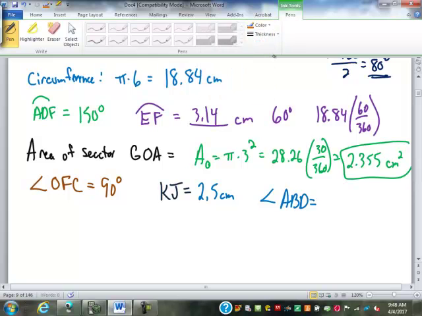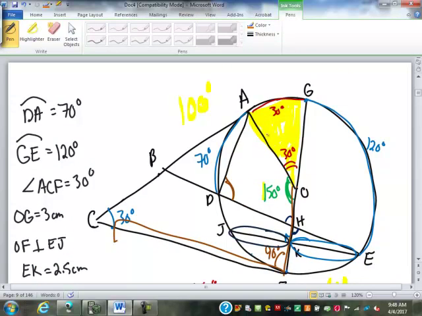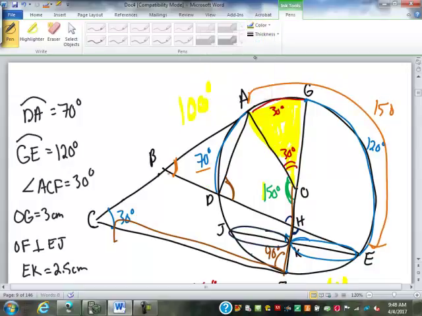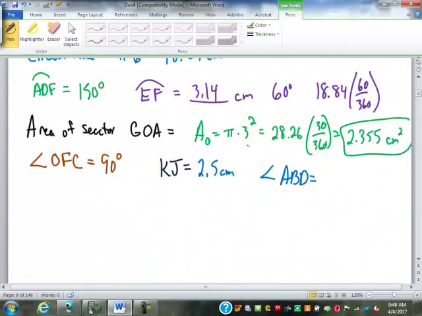Angle ABD. ABD, that's this angle right here. We know this out here is 150. We know this in here is 70. Since that's an exterior angle, it's 150 minus 70 over 2, which will give us 40 degrees if we calculate that out.